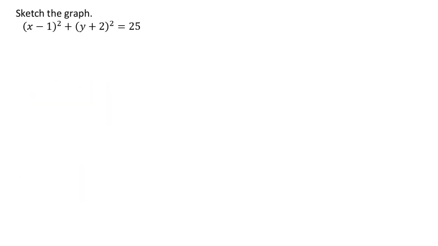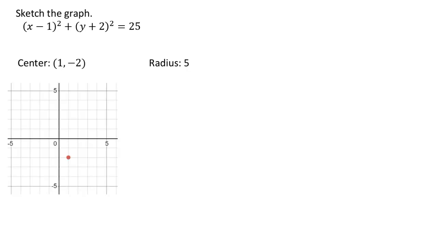Okay. Now, what if we needed to sketch the graph? So again, we want to start with our center point, and then we can apply our radius information to do a sketch of our graph. So here, our center is (1, -2). Our radius is 5. So if we were to plot, we would plot first our center. So our center is 1 unit to the right and 2 units down. That's our (1, -2).